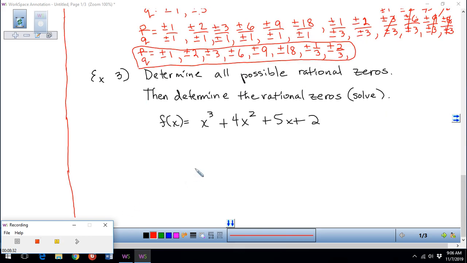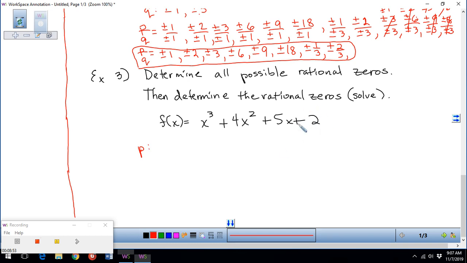Okay, example number 3, it says determine all possible rational zeros. Then we're going to determine the actual rational zeros. So we're going to solve it after we figure out all the possible ones. So let's go ahead and do that. First, we got to figure out our p's and q's. Notice it's in descending order, so we're in good shape there. So let's list out our p's.